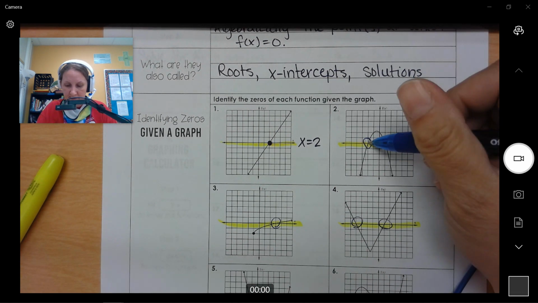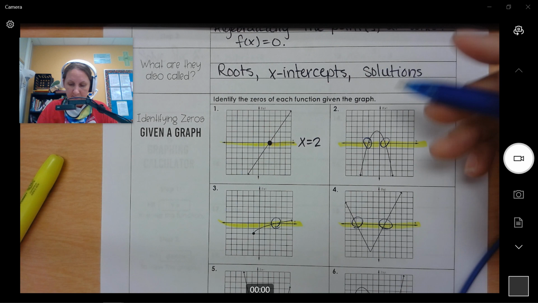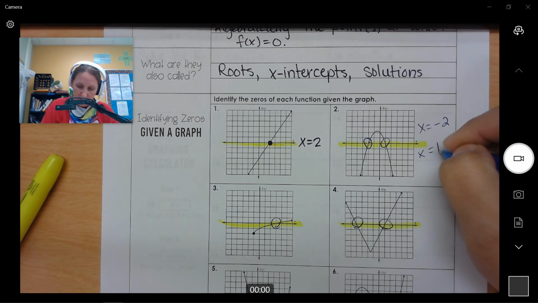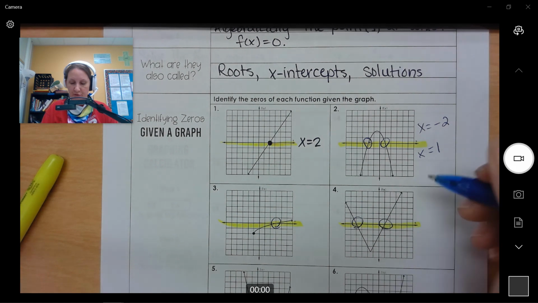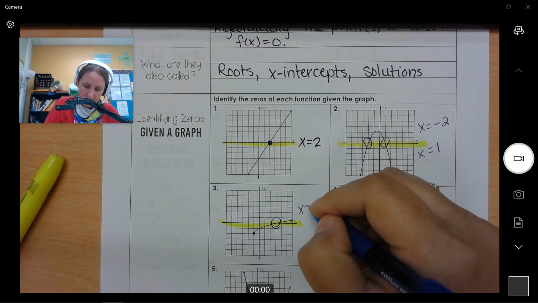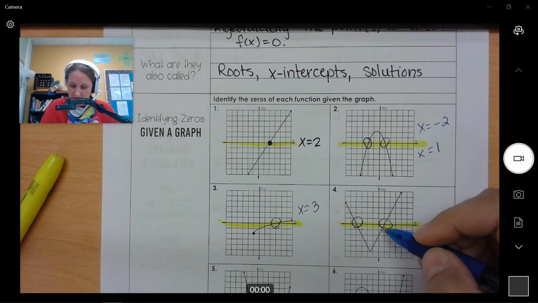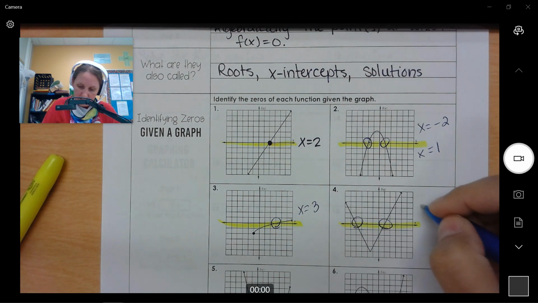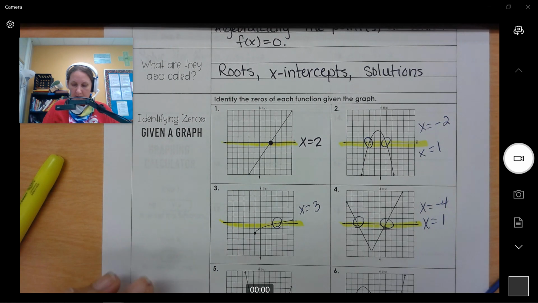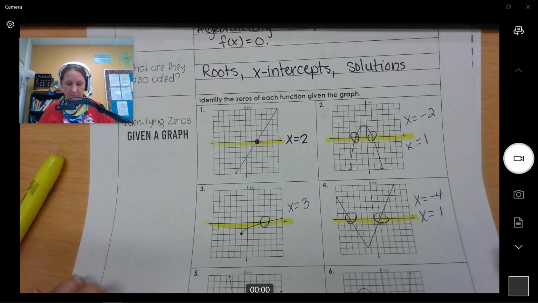So what is the x at this first one? It is at negative 2, and x is at positive 1. So there were 2. This time the x is at just positive 3, and this time it's at 1, 2, 3, 4. X is negative 4, and x is also at 1. So you guys do the last two.